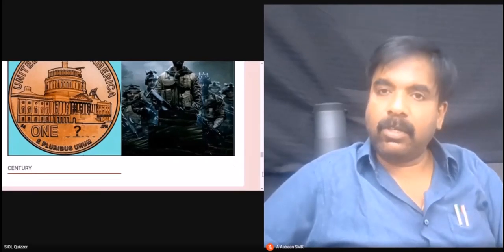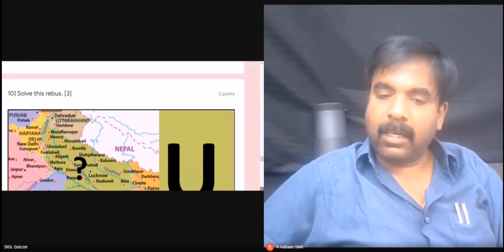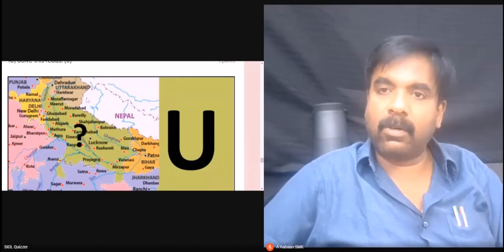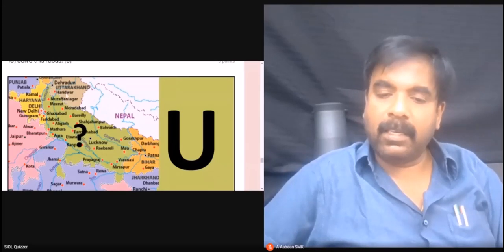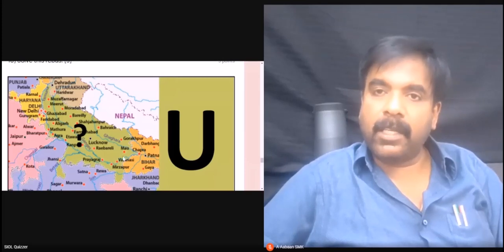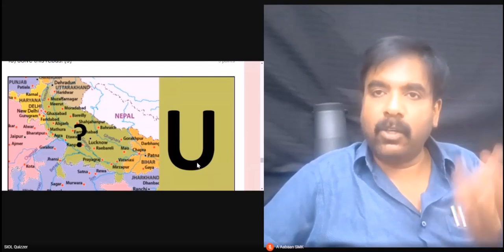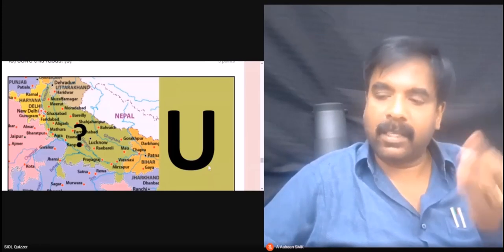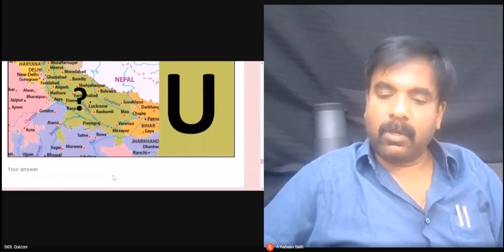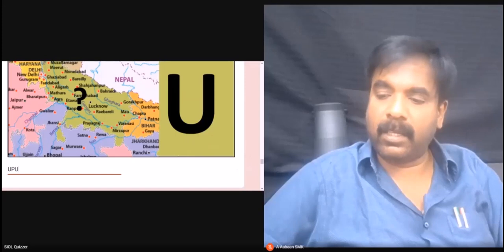Right. Let us move on to the next. Here, this is again a rebus. The answer is just 3 letters. In this map you are seeing the region Uttar Pradesh. How do you call Uttar Pradesh shortly? It's called UP. And then U is given. UPU. That is just 3 letters, isn't it? So that is the answer. UPU is the short form for Universal Postal Union, I think.